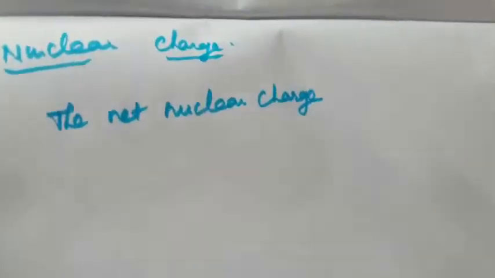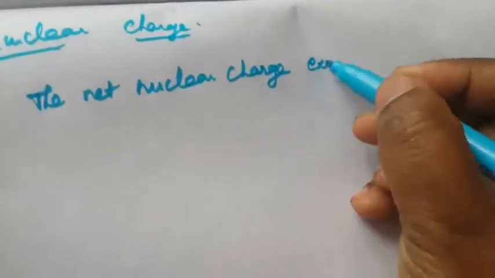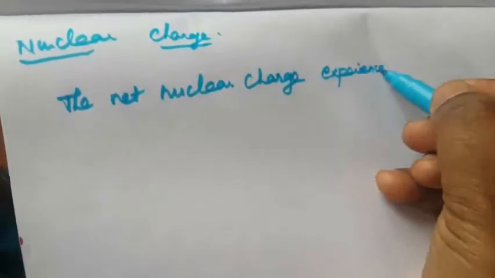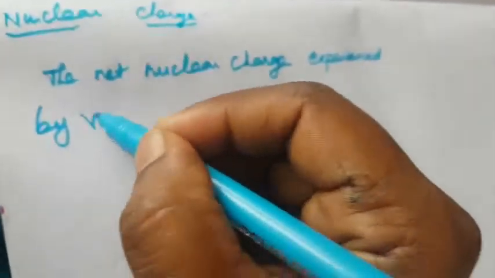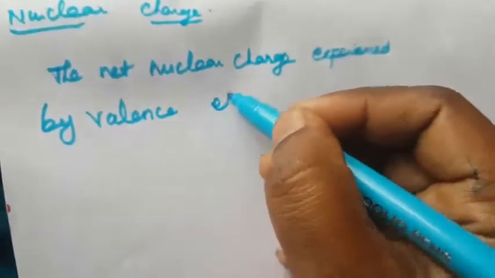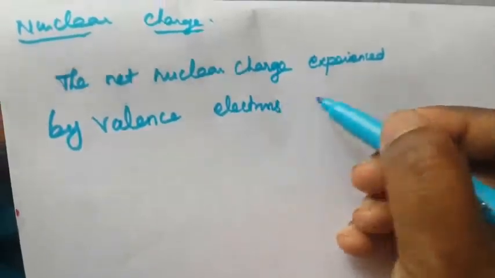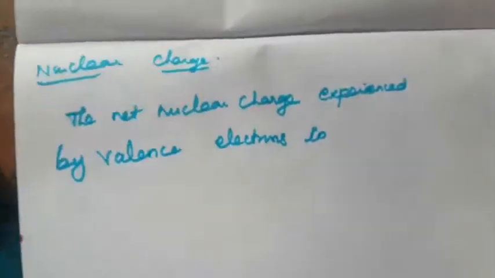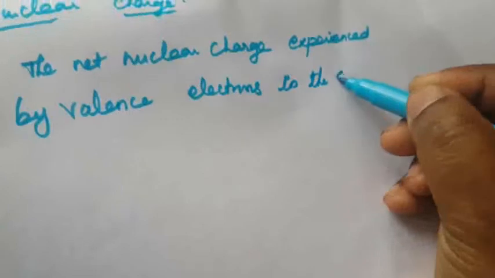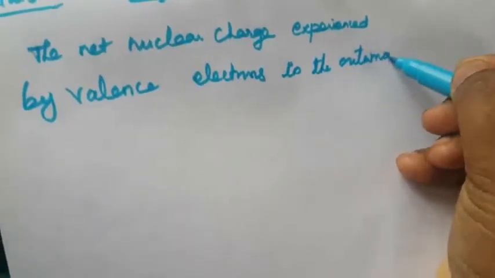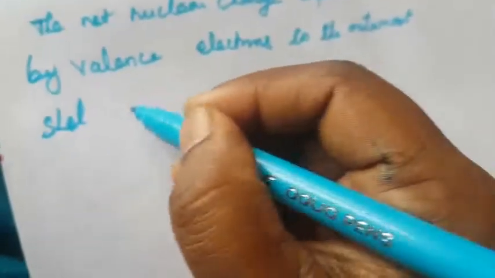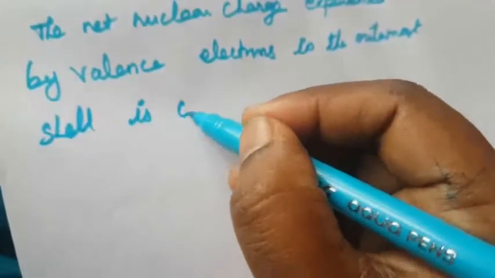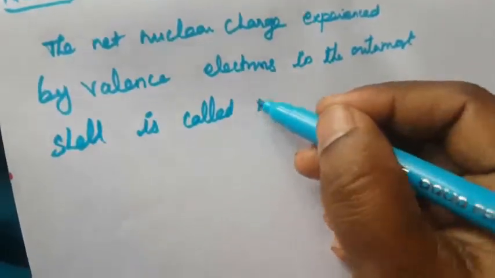That is an important question. Net nuclear charge is experienced by valence electrons in the outermost shell.